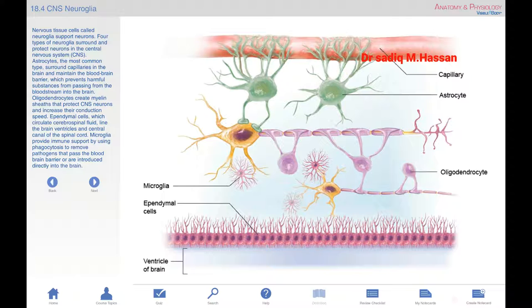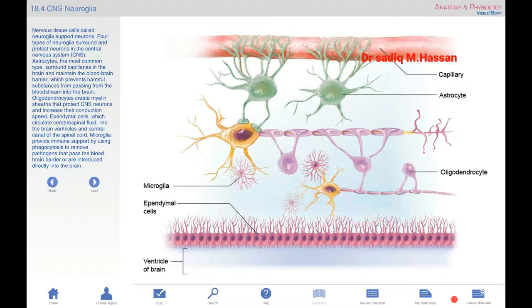In general, they support the neurons, and four types of neuroglia surround and protect the neurons in the central nervous system. So what are these? Astrocytes are the most common type, this one, which is contacting the capillary. Astrocytes surround the capillary in the brain and maintain the blood-brain barrier, which prevents harmful substances from passing from the bloodstream into the brain. And oligodendrocytes, which are this one, what do they do? Oligodendrocytes create the myelin sheath that protects the central nervous system neurons and increases their conduction speed.